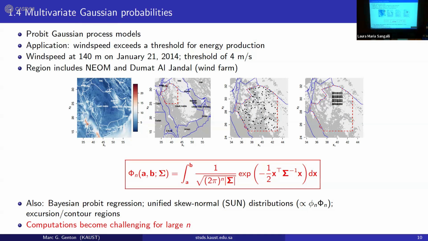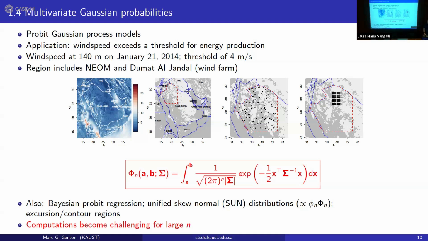So in this type of problem, we want to predict at a new location whether we're going to have enough wind speed to produce electricity. Very naturally, what appears are these so-called multivariate Gaussian probabilities. It's the integral of the multivariate Gaussian PDF density that we've seen before. This integral is n-dimensional, which is why I have an index n. And as you can imagine, if n is large, this is going to be challenging to evaluate.